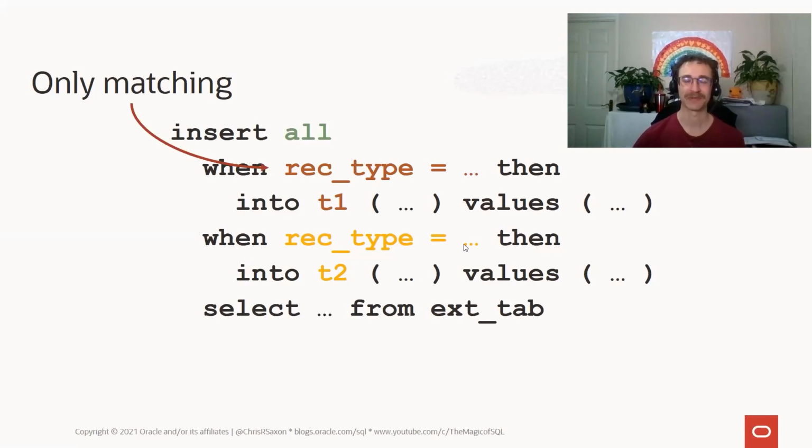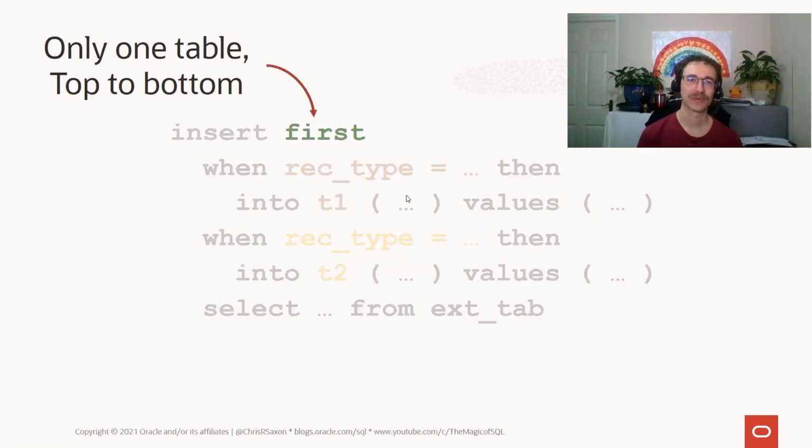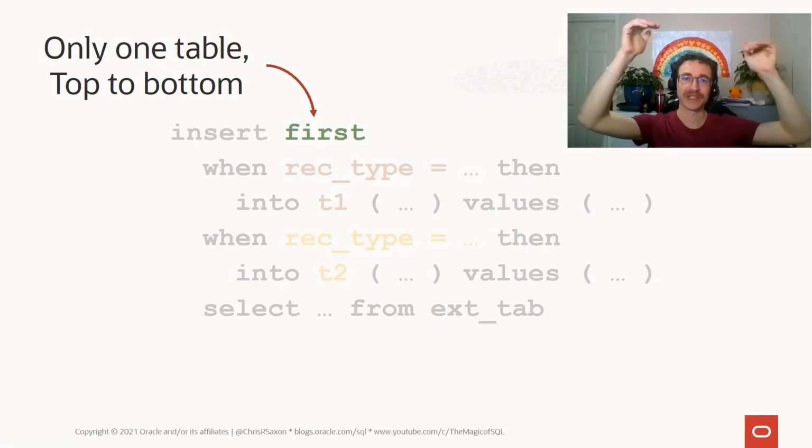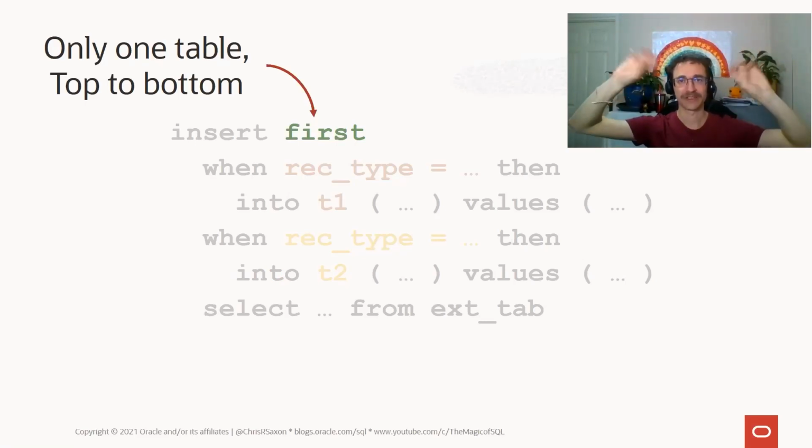But for something like this, where we're saying the record type determines the target, you want to be sure that they only go in one table, right? You want to be sure that record type 11 goes in table 11, whatever that's called. So we can swap that for first. What this does is it evaluates those when clauses top to bottom, and it'll insert into whichever table first matches that where clause. So these are mutually exclusive. If you want to be sure that each row returned by that query only goes into one table, insert first. If it could go into many tables, insert all.